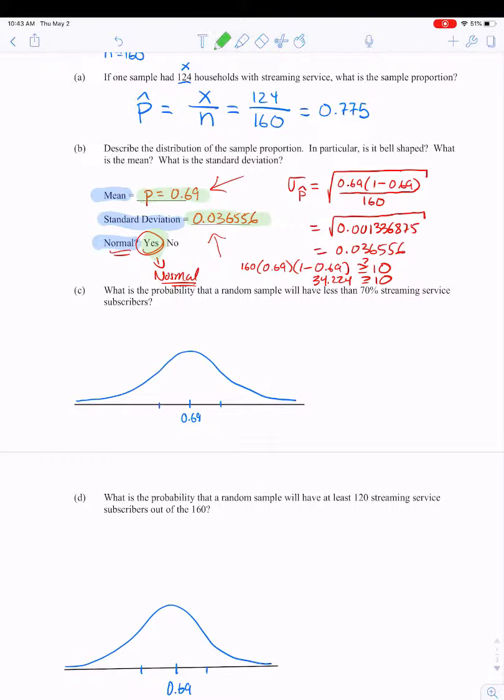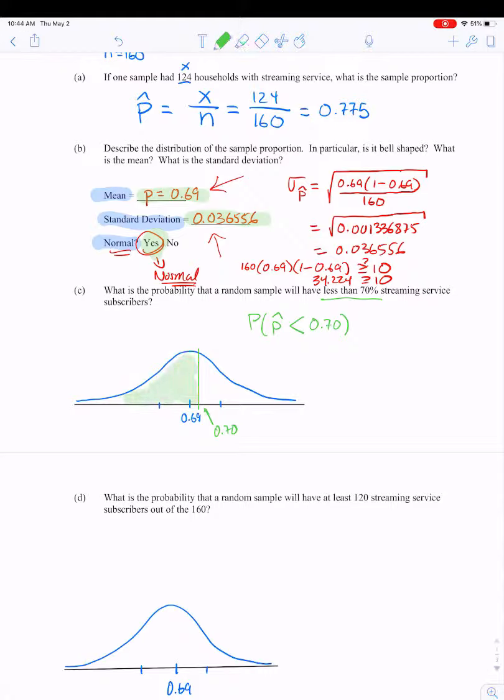Part C asks us to find the probability that a random sample will have less than 70% streaming service. So first of all, we know it's less than, so we want the probability that the sample proportion is less than, and 70% we have to mark as a decimal, 0.70. Now, in order to get that, I'm going to mark 70% on the graph over here. That's about 0.70, just a little bit to the right of 69%. And we want less than, and less than means we're going to be shading the left side over here.